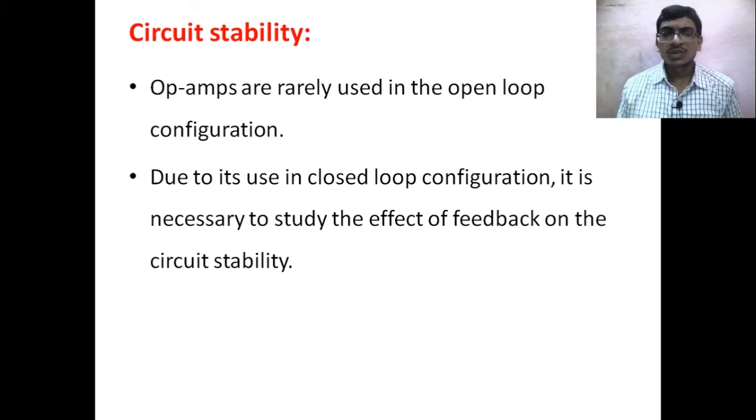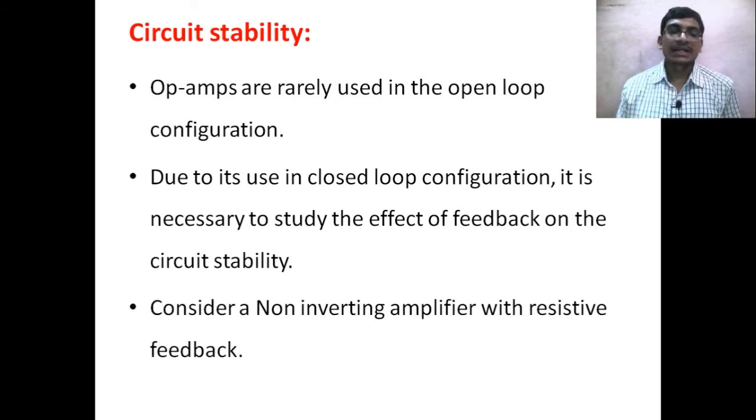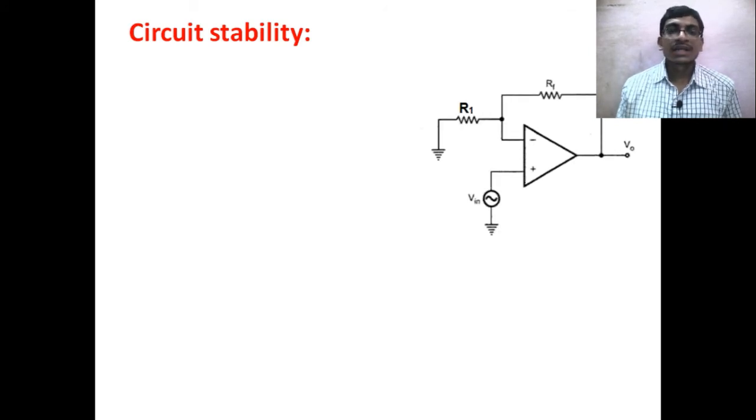stability. So when we are using the operational amplifier in a closed loop configuration, we have to know the effect of feedback on the circuit stability, how stable our circuit is when we apply the feedback. Then see a non-inverting amplifier with a resistive feedback. Let us see one non-inverting amplifier.